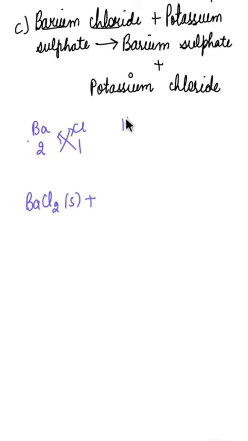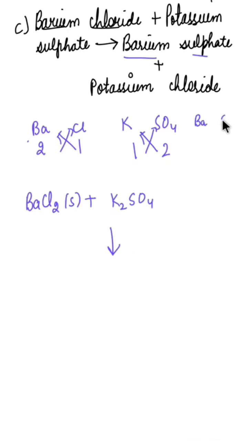Now plus potassium sulphate. Potassium is K and sulphate is SO4. Valency of potassium is 1 and sulphate is 2. So when we crossed it, we got the formula K2SO4. Now, in products, we get barium sulphate. Let's see how we are going to make the formula of barium sulphate. Barium is Ba and sulphate is SO4. Valency of barium is 2 and SO4 is 2. Two ones are 2, so we get 1 here and 1 here. Ba multiplied by 1 will be Ba, and SO4 multiplied by 1 will be SO4. So it will become BaSO4.